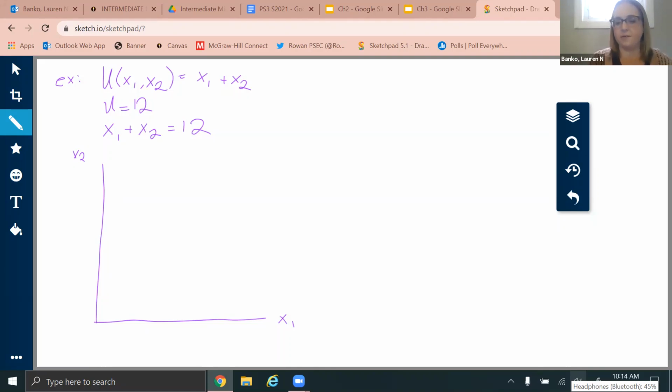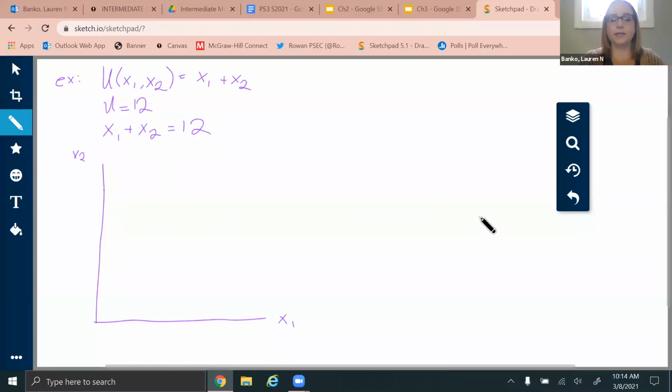So I have a few: 12 and 0, and what that means is x1 would be 12, say, and x2 is 0. You add them together and you get 12. 1 and 11, 2 and 10, and Catherine, 6 and 6, 5 and 7, 4 and 8. All of these are correct.